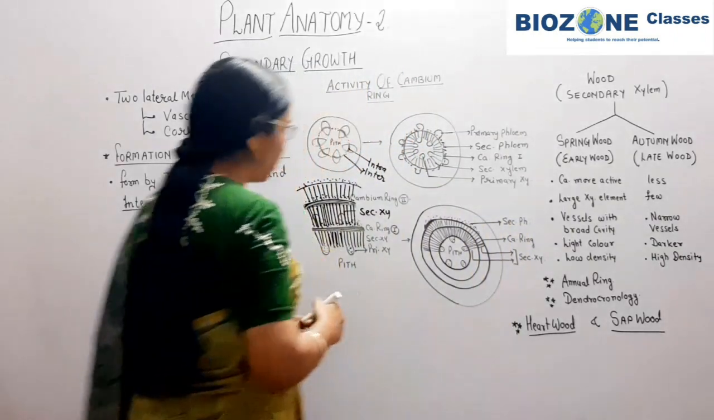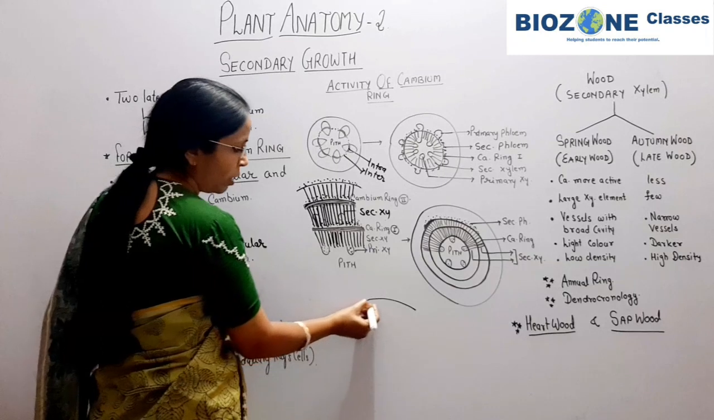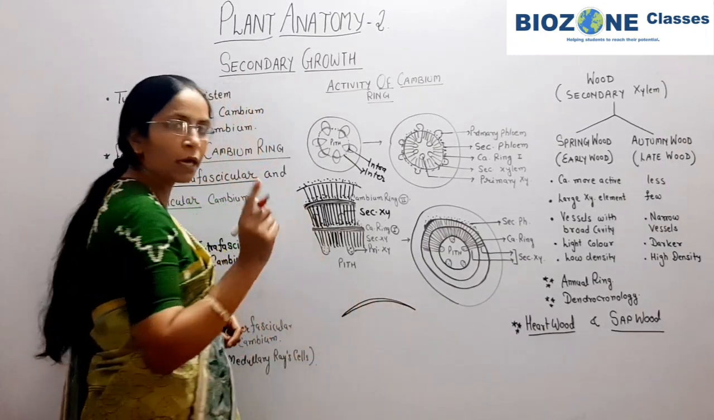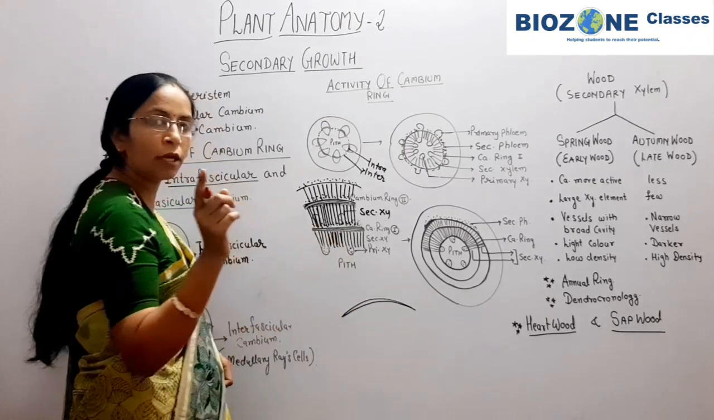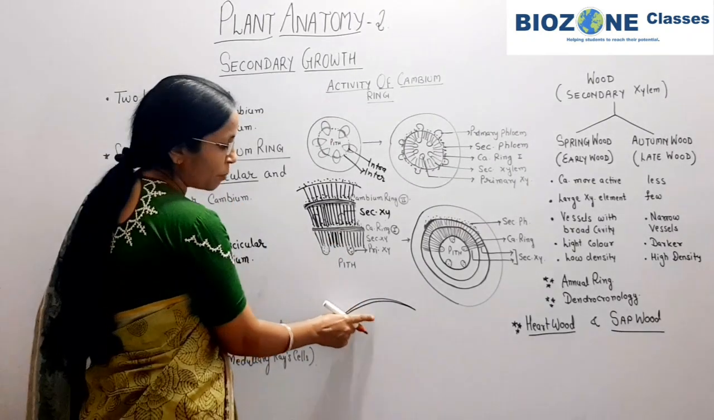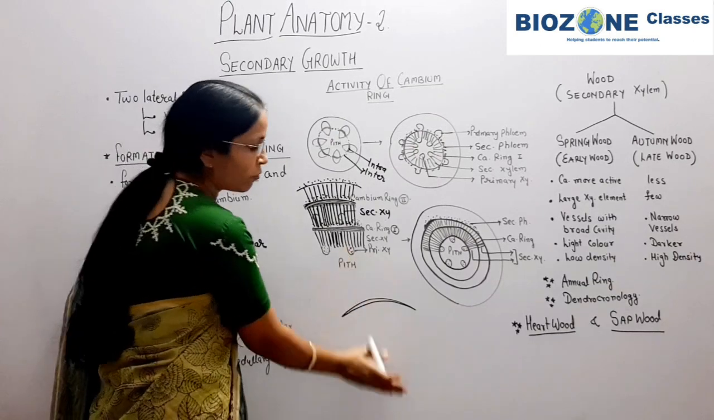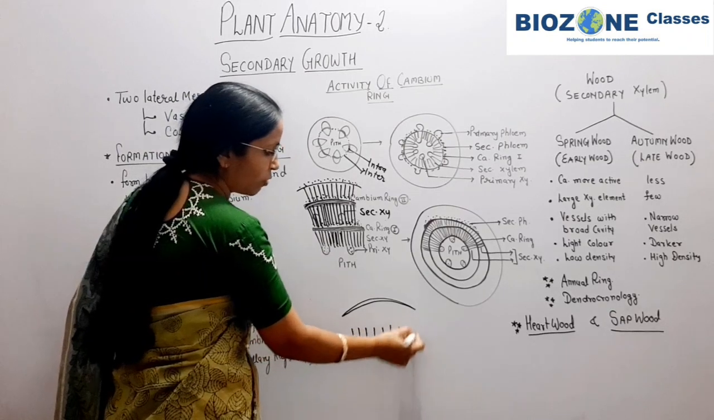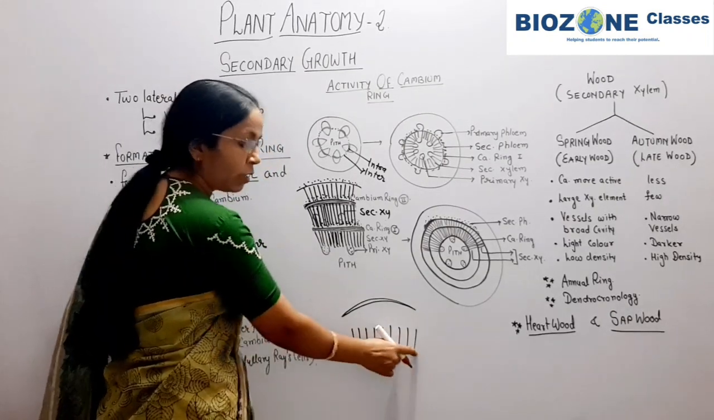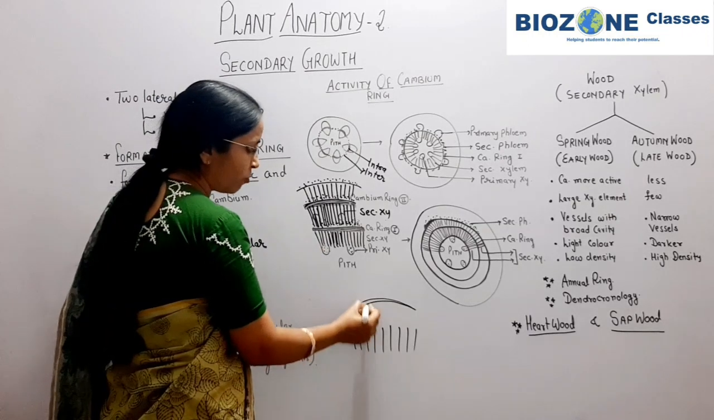So every year, you remember, when the cambium ring is formed and starts its activity, initially the wood which is formed is called spring wood. Spring wood is formed first, but after that, when autumn wood is formed, the spring wood is pushed towards this side. So this is the spring wood, which is lighter in color and shows wider cavities, and then the autumn wood is formed.